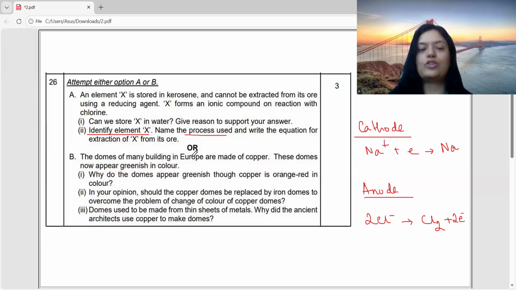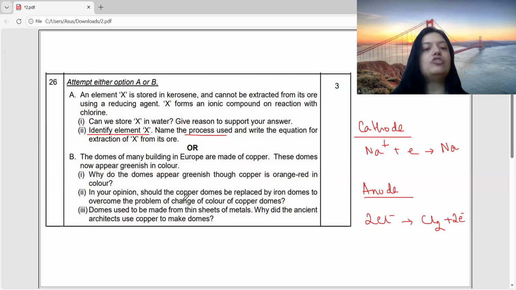Or question B. Domes of many buildings in Europe are made up of copper. These domes now appear greenish in color. Why do the domes appear greenish though copper is orange-red in color? Okay, so why is it appearing greenish? Because it is oxidizing itself to basic copper carbonate. That is what is giving the greenish color.